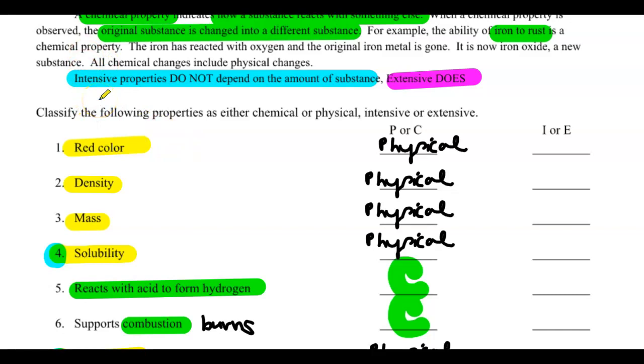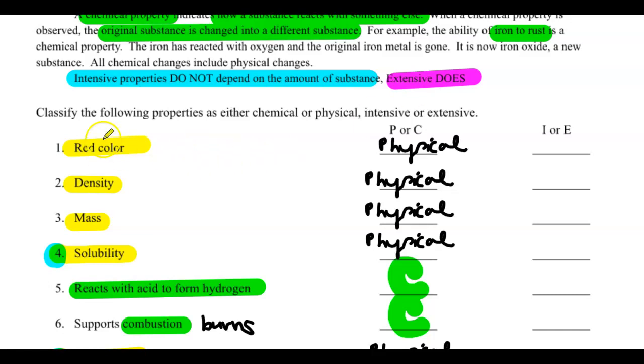No matter if you have a little Hershey's Kiss or a big Hershey's chocolate bar, the chocolatiness of it is intensive. It's innate. It all tastes the same. It all smells the same. It all has the same formula. But if you compare a Hershey's Kiss to a big giant chocolate bar, things that are different are extensive properties. Things like the size, the mass, the volume, the surface area.